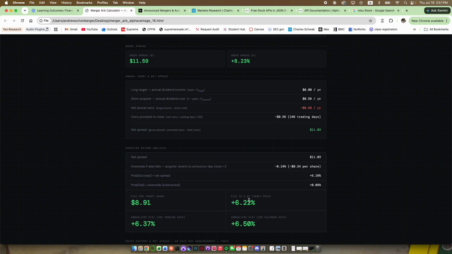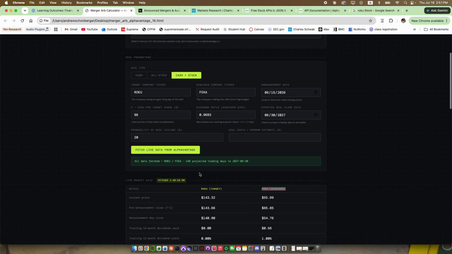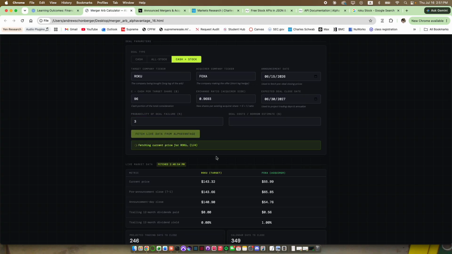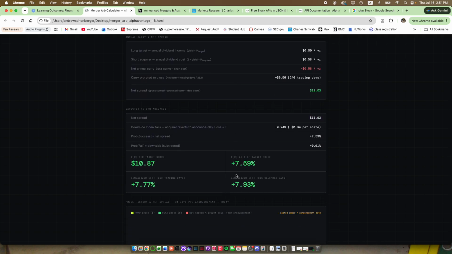So it subtracts out that cost of the dividend into your annualized and even just your current expected return for the deal. And so some other things that change this return include the probability of failure. So let's say maybe closer to the date of the purchase, it seems like there's only a 3% probability of failure at this point. So you can run this again. And sure enough, your expected annualized return increases just a little bit.